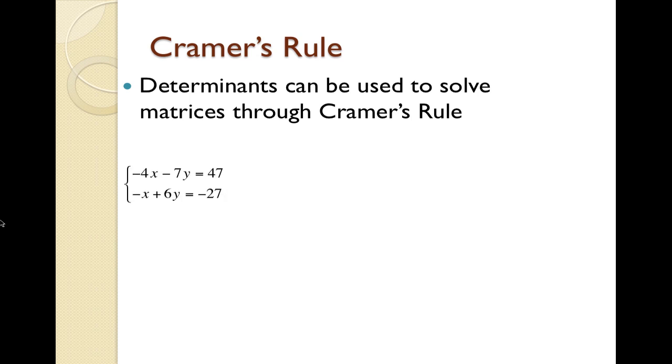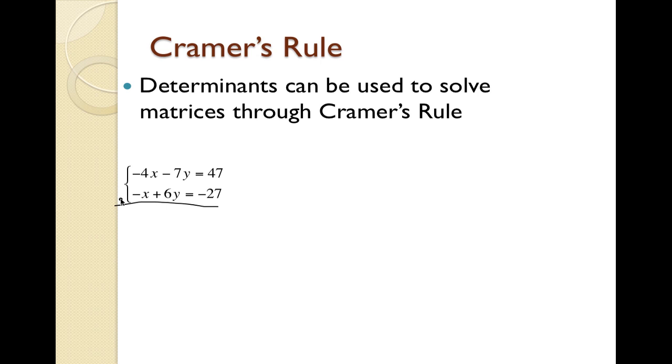Remember that matrices can be set up as a system of linear equations. We've got the system of linear equations that just showed up: negative 4x minus 7y equals 47, and negative x plus 6y equals negative 27. We could use Gauss-Jordan elimination, things like that, to solve for the variables of this linear system.